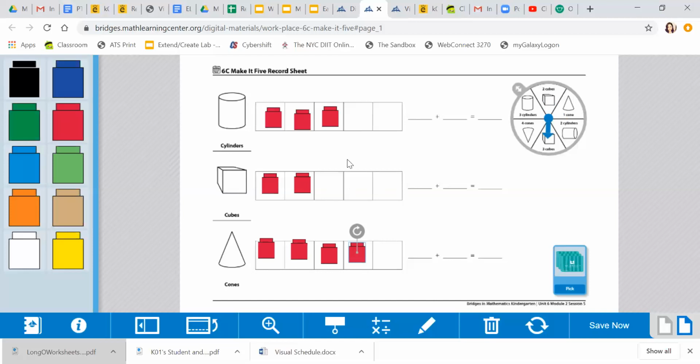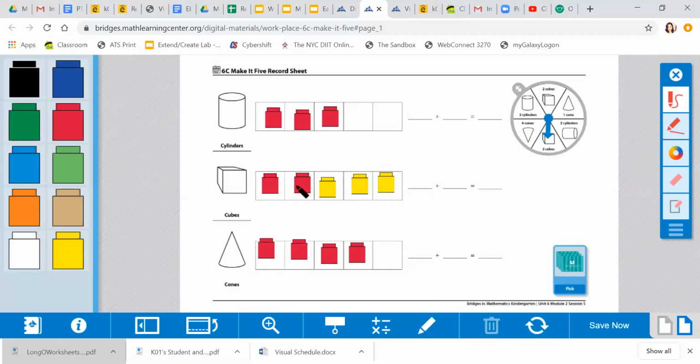Oh, 3 cubes. Hey, look at that. See? So cubes here, and now I'm going to change my color because I already have 2. I'm going to come over here and change my color. And I landed on 3, so I can fill in 3 cubes. And now I have to fill in my equation.